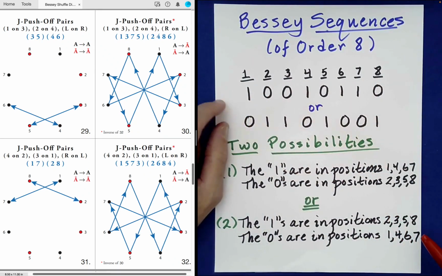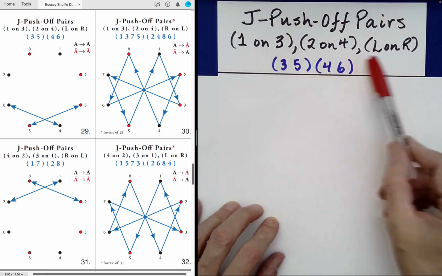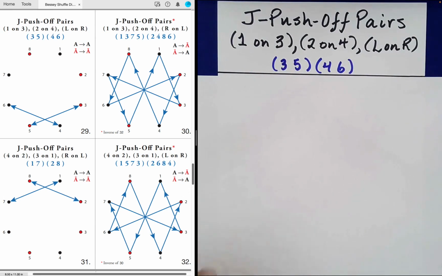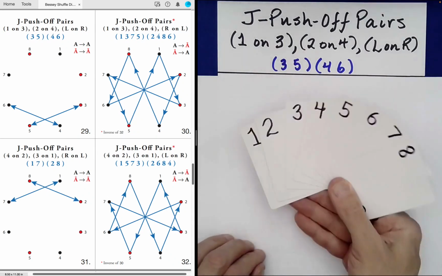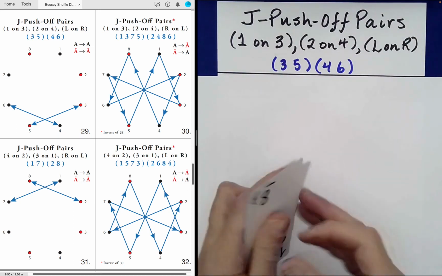ones switch places. The first new shuffle for today is called a judicious push-off of pairs, with stacking as indicated here. So let's go ahead and demonstrate this shuffle while simultaneously deriving its permutation. So we begin with an ordered packet 1 through 8 and perform our shuffle.